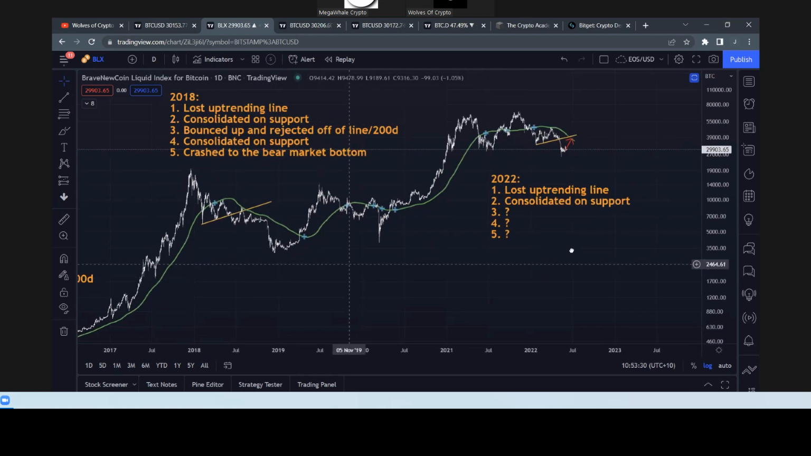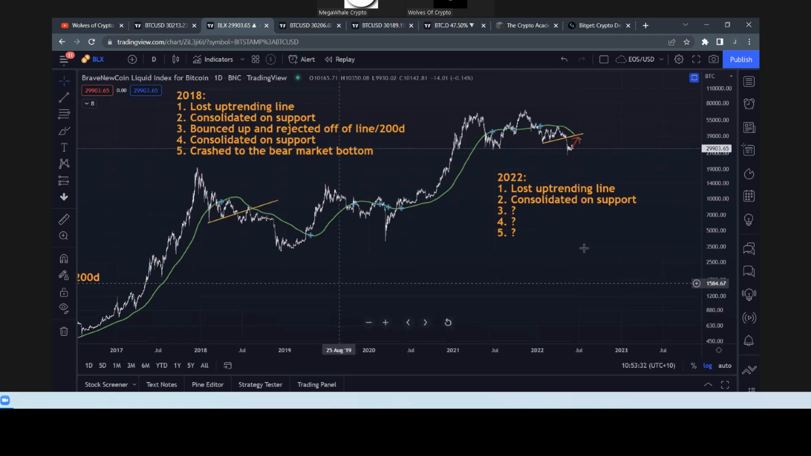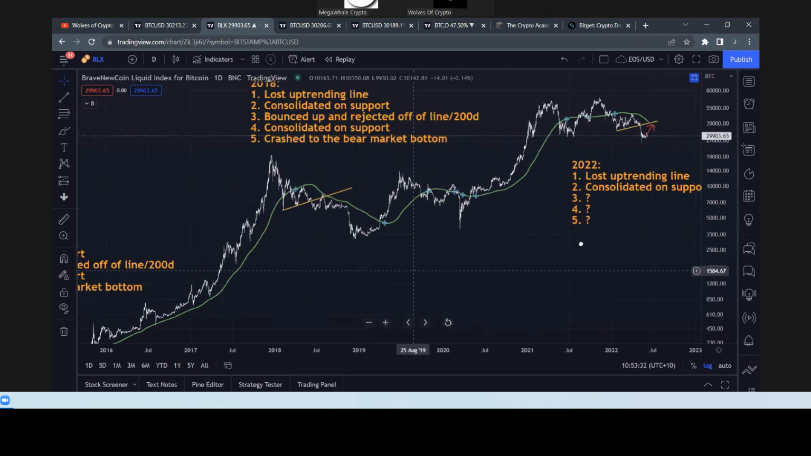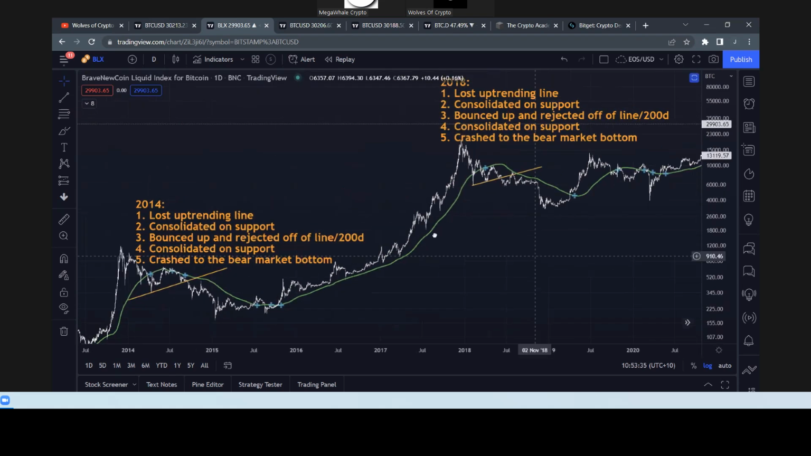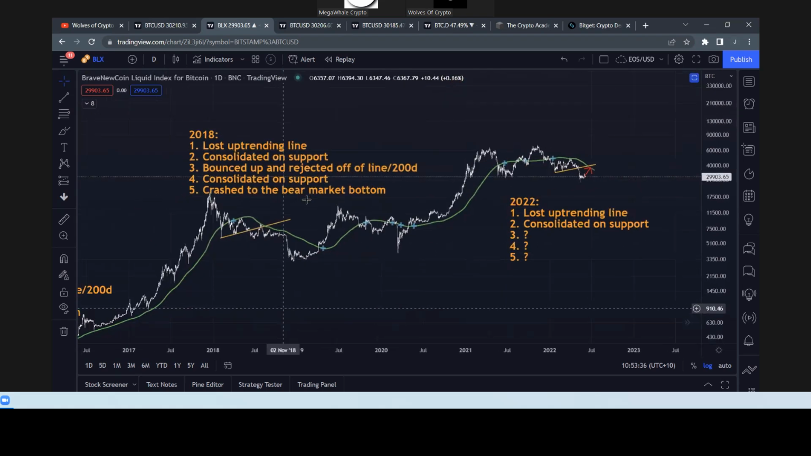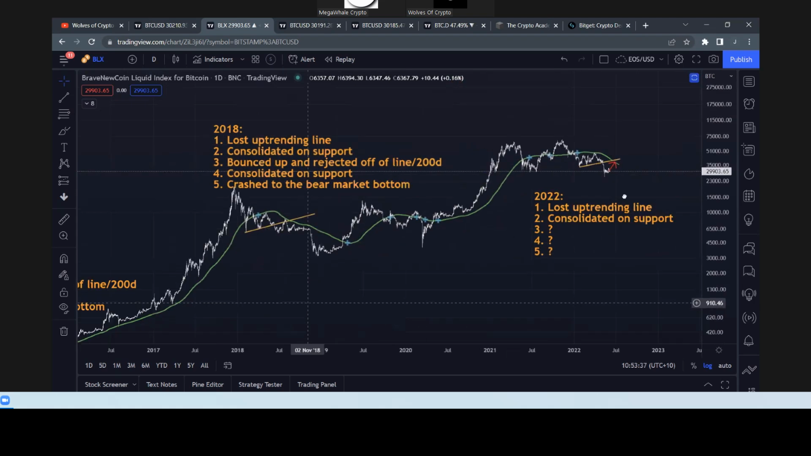So what we've seen historically in bear markets is actually very similar to what we're seeing right now. And this is what I'm basing it off, right? So in 2014, we had this 5-step correction in the bear market. And we're on step 3 right now, but this is what it was, right?